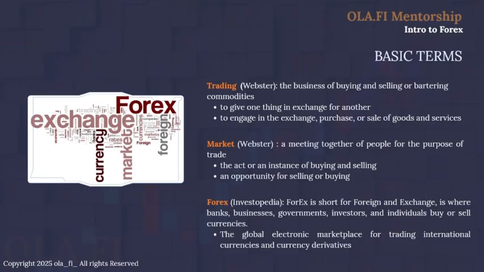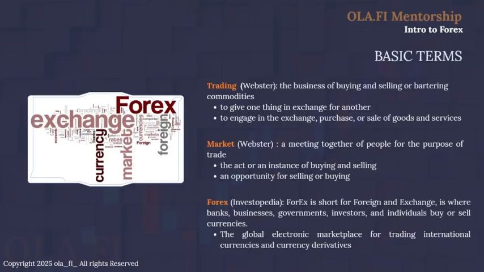So let's define what trading is from the dictionary. It says trading is the business of buying and selling or bartering commodities. Bartering commodities is the exchange of two commodities for themselves. So I have a piece of gold and you have some yam. Gold today is considered a form of currency, but ideally it's just a commodity, it's a metal.